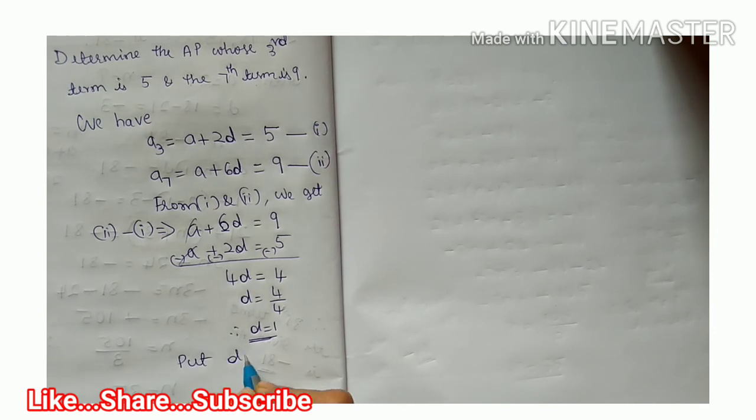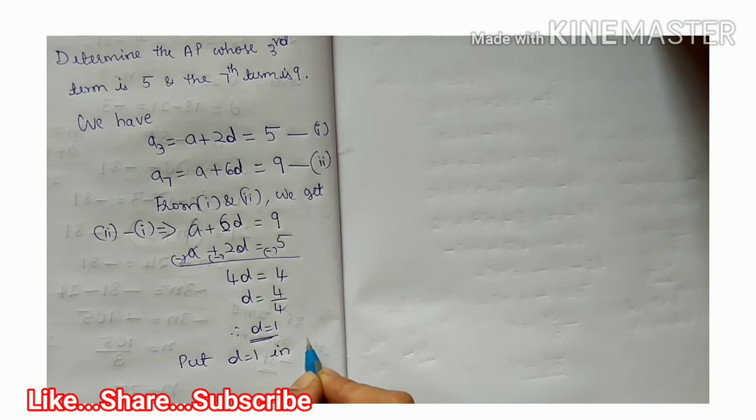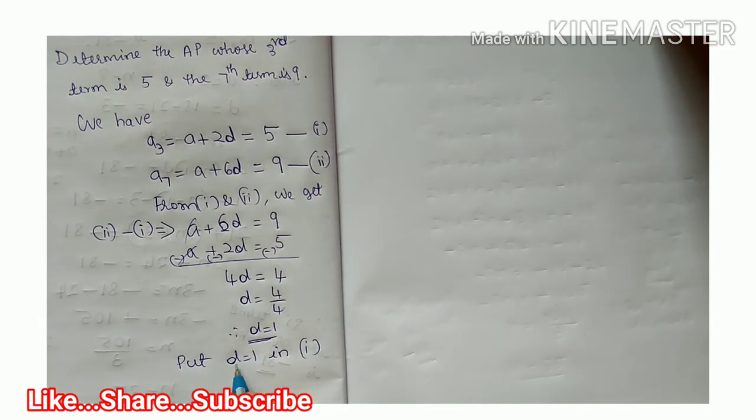Put the value d is equal to 1 in equation 1 or 2. We get a plus 2 into 1 is equal to 5. A is equal to 5 minus 2, which is 3. Therefore a is equal to 3. First term is 3, common difference is 1.